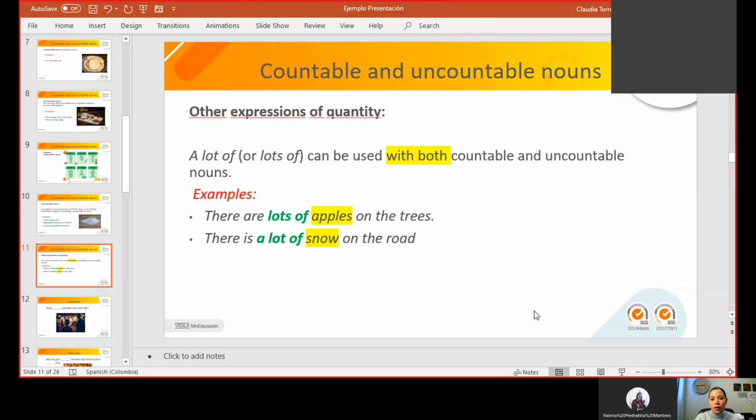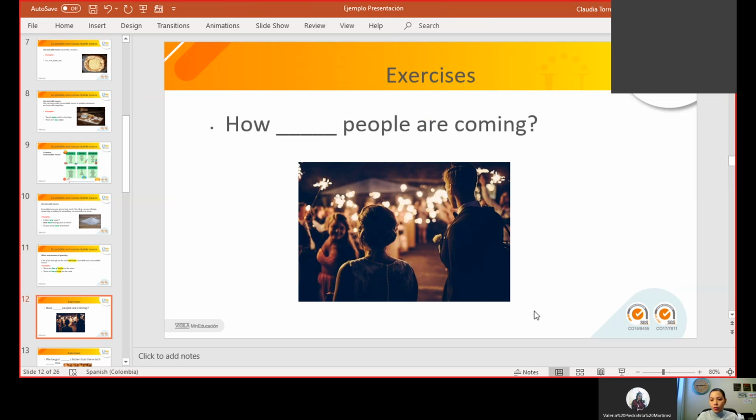Okay, so here we have some exercises. You have to complete with the right word. What do you think is the right word? How many people are coming? People is a countable noun, so that means how many people are coming. Yes, that's right. How many people are coming?